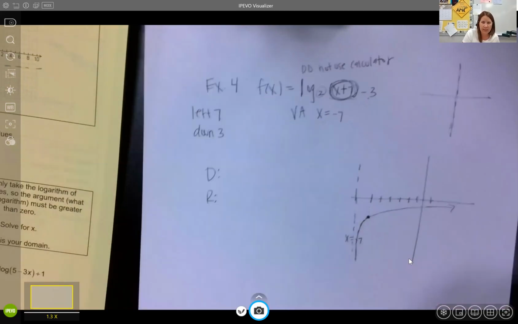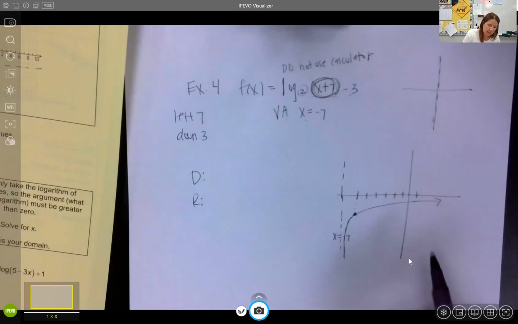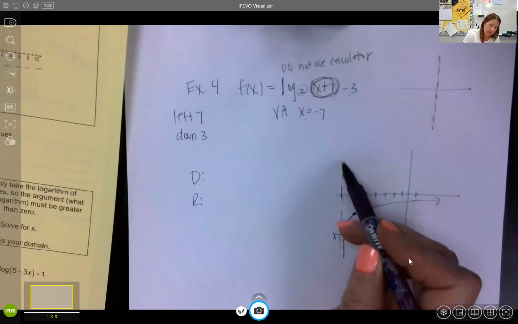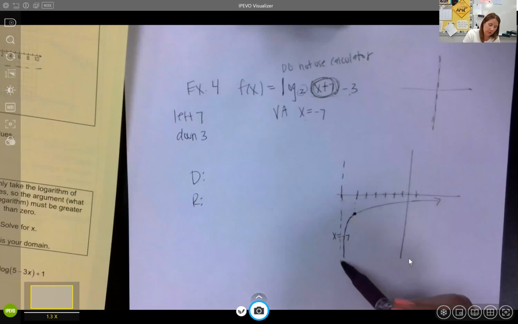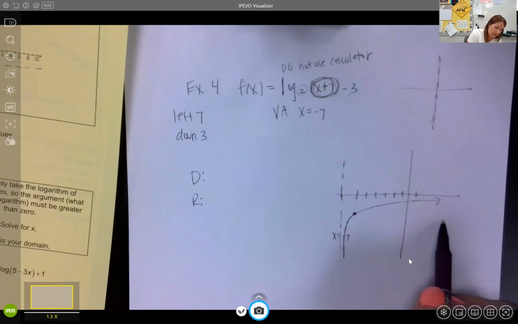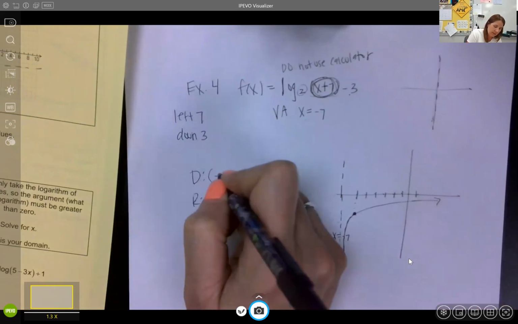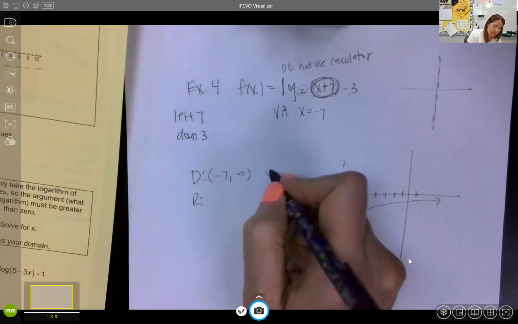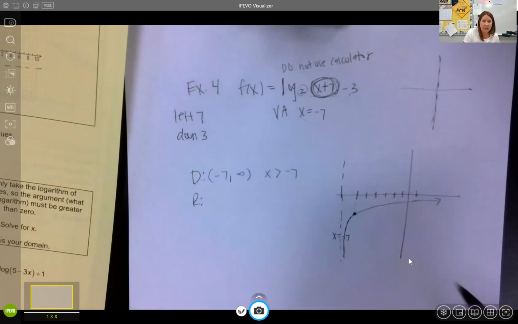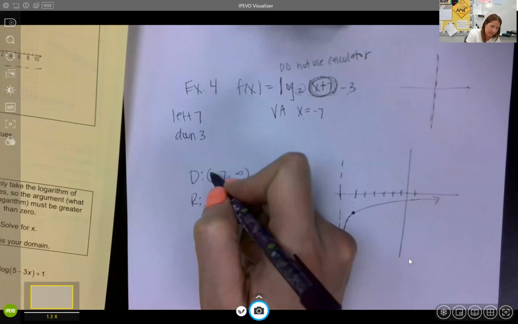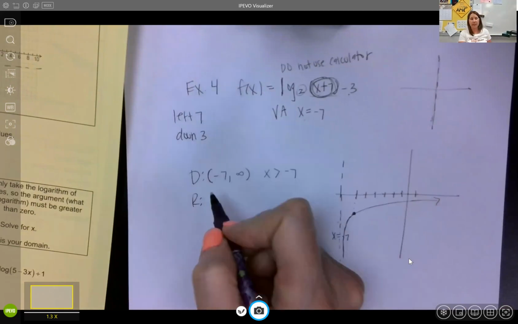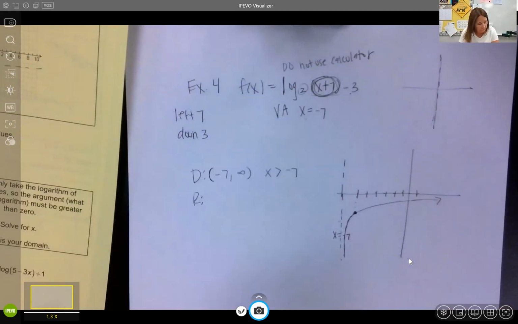So the domain is going to be from this line, which is -7, and then it's going to go forward from there. So I'm going to go -7 to infinity. Another way to write that is x is greater than -7. It has to be a parenthesis. If you put a bracket here, you will miss it. Okay, it has to be a parenthesis.